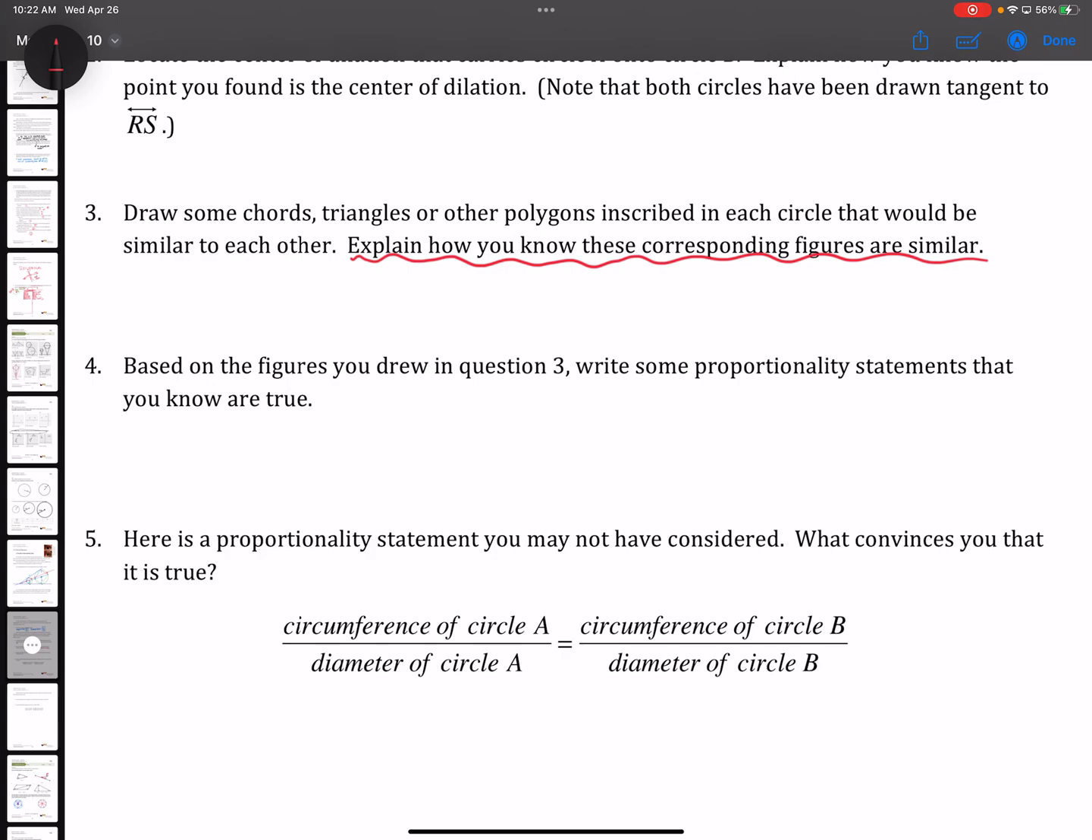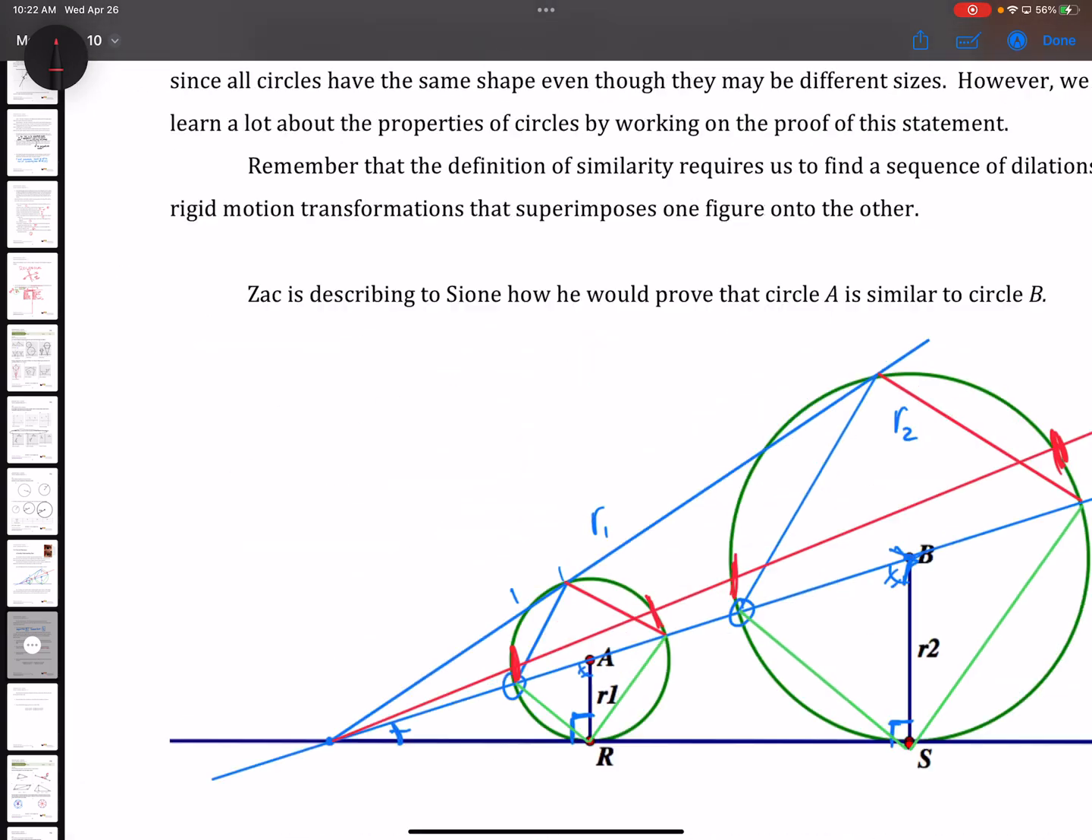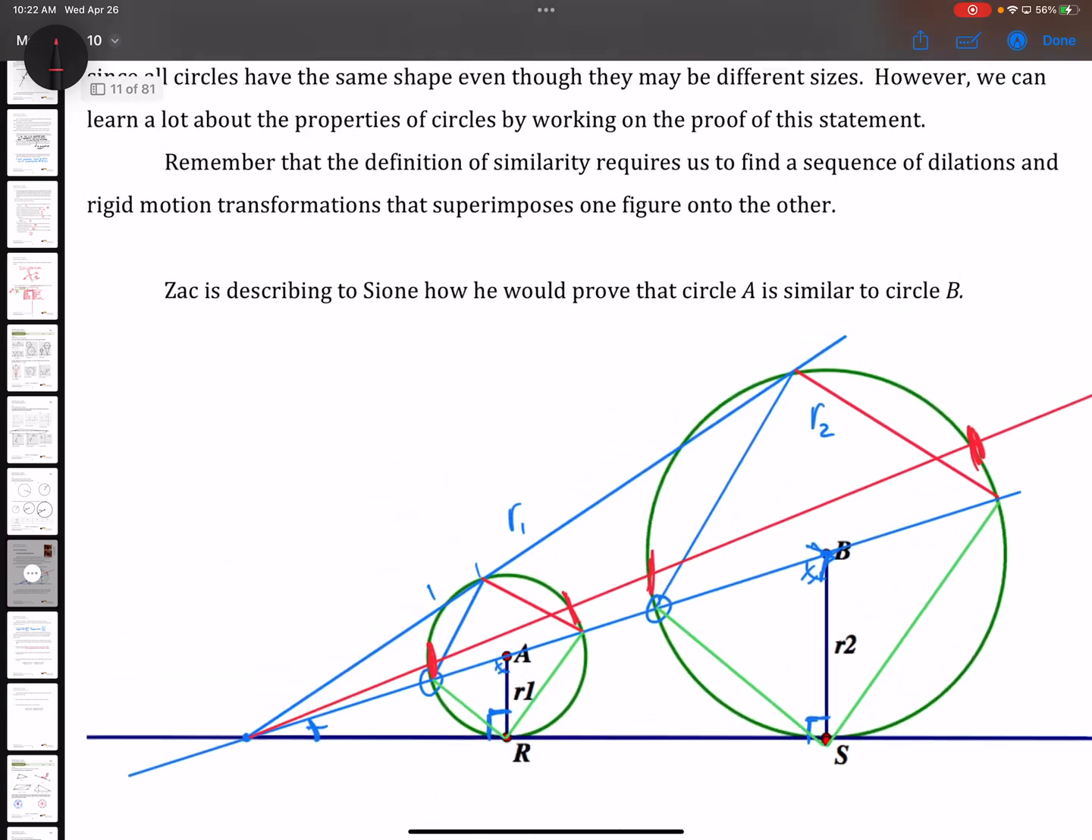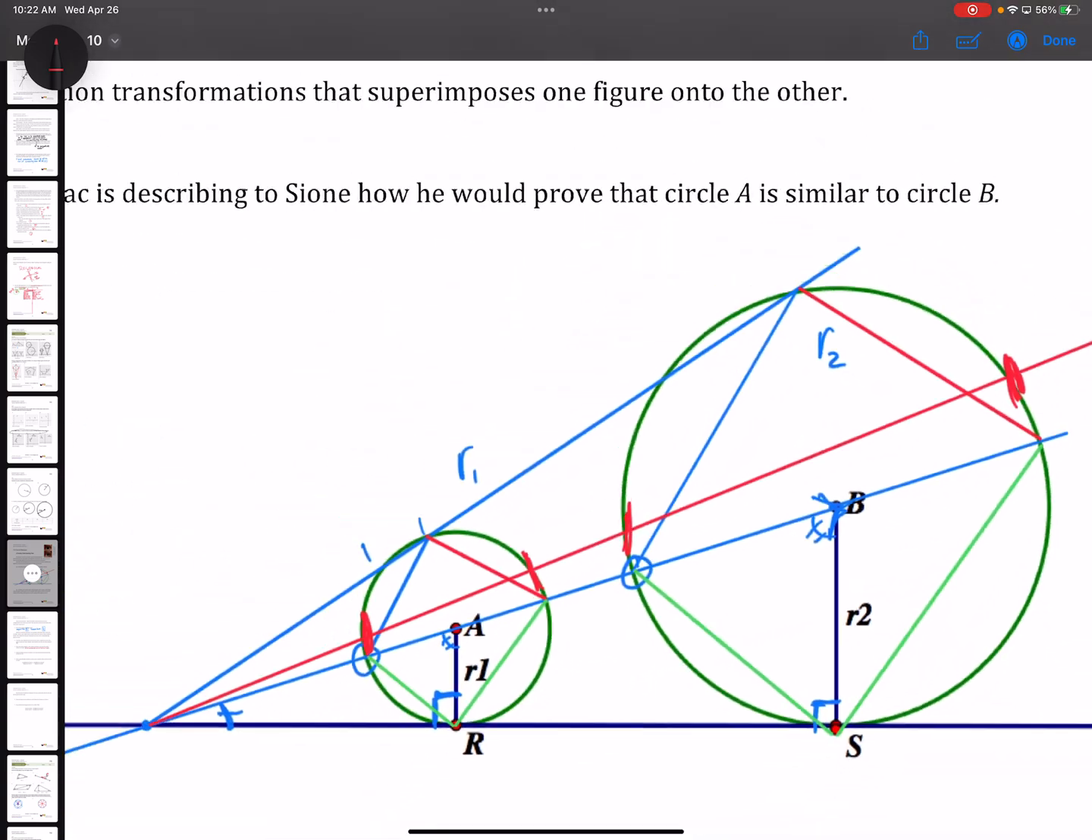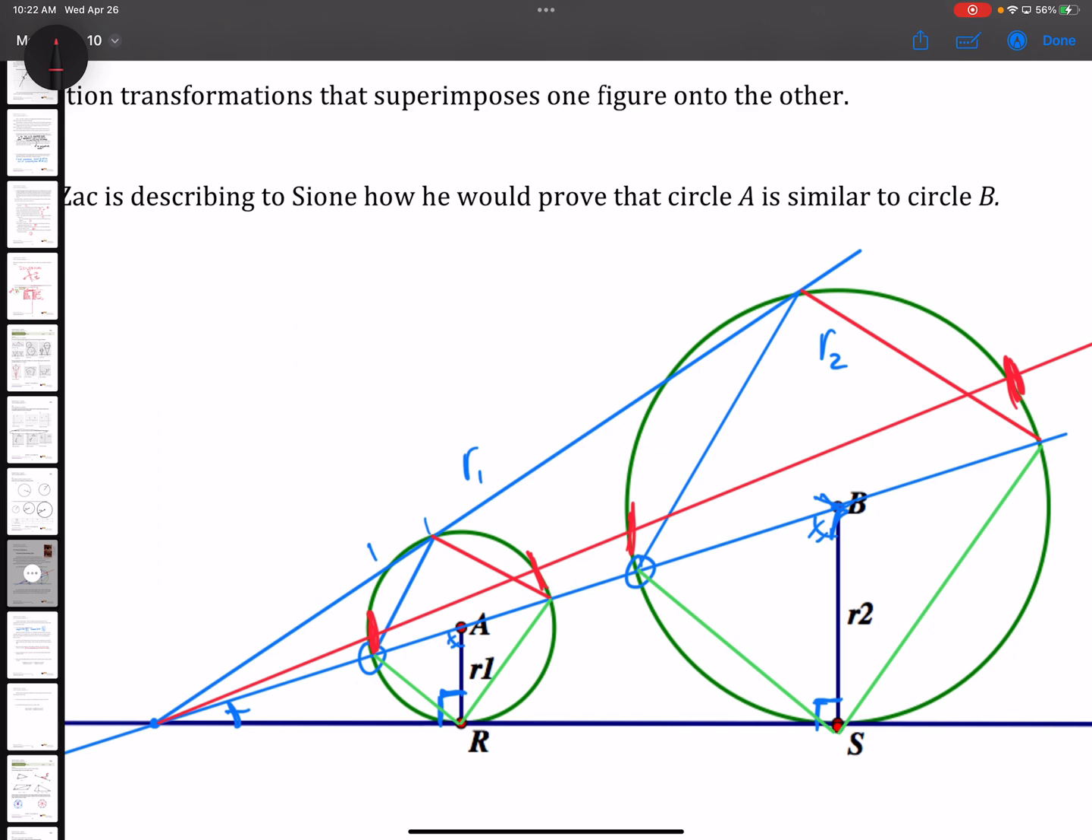Okay, so based on the figures that we drew in question 3, we need to write some proportionality statements that we know are true. So in order to do that, we need to name some points. I named him David and David Prime. Okay? Let's name this point right here David, and then the corresponding point up here David Prime. Okay?